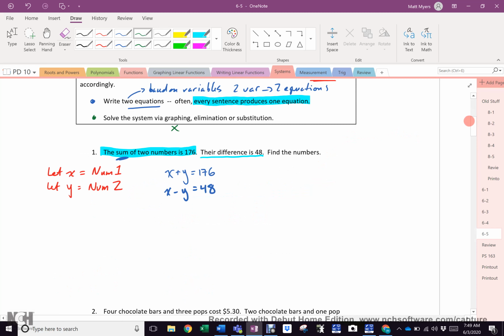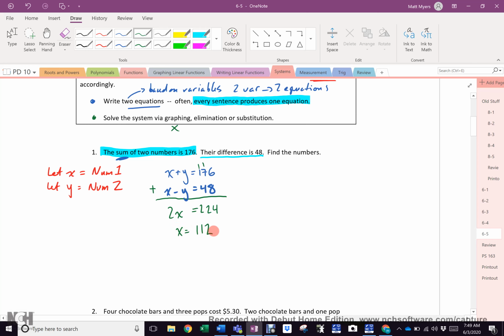Now you will notice this one right here is beautifully set up to eliminate y, right? Because if I add them, I get 2x, y plus minus y is 0, equals 176 and 48. 4, carry the 1. 2, carry the 1. 224. And x equals 112.